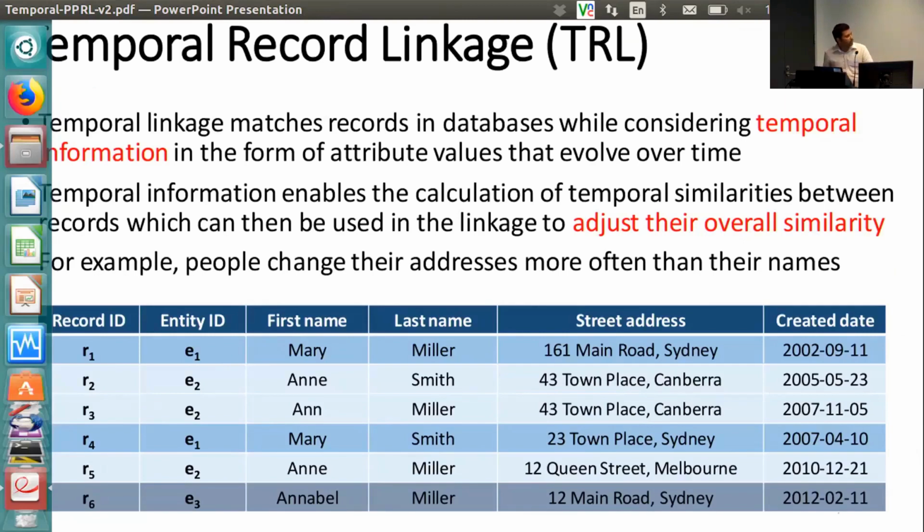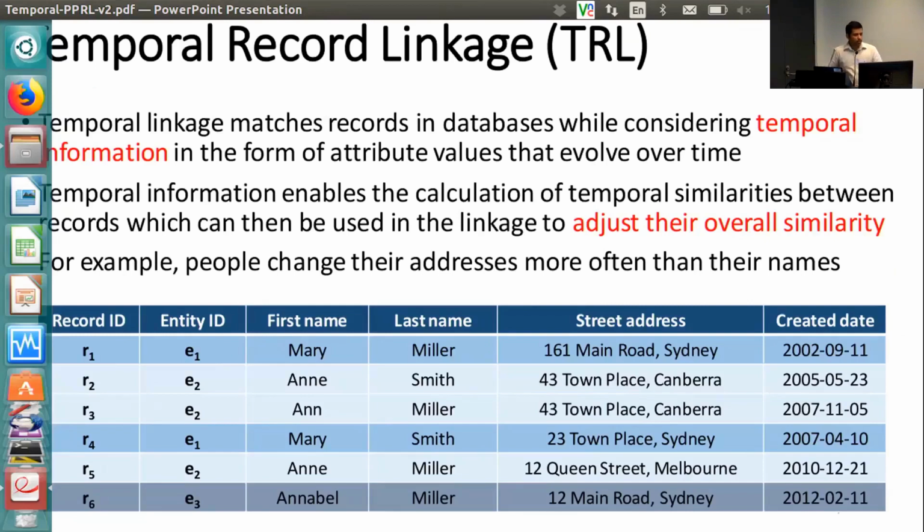If you look at this example table, you have records R1 and R4 of the entity E1, which have the same first name but she changed her last name after 5 years, and she lives in Sydney but in two different locations. So in the traditional record linkage process, if you compare the last name attribute and the street address, you might get very low similarity values, so eventually they will be classified as non-matches. What we try to do is incorporate these changes into the record linkage process so that you adjust the similarity values and ultimately they will be classified as matches.